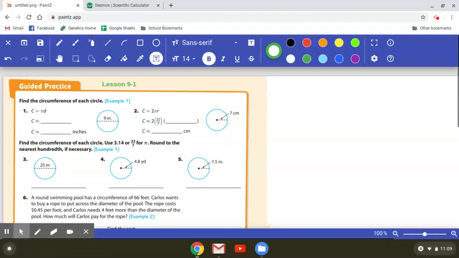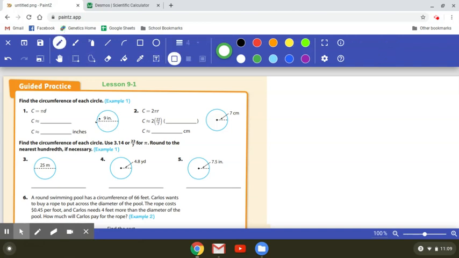This is Math 7, and I am going over the homework for lesson 9-1. All right, so first question is find the circumference of each circle. So the circle that they're referencing is this one right here, or this one right here for number 2.